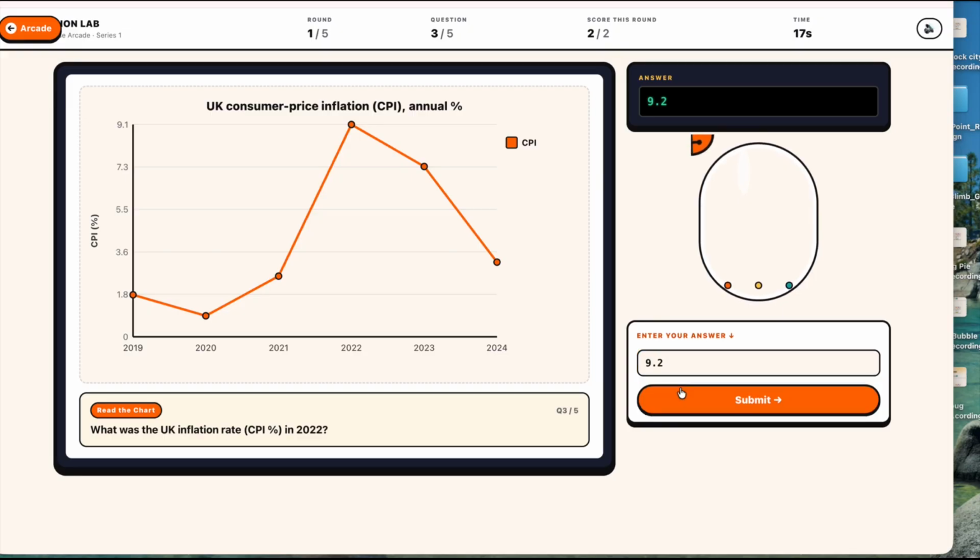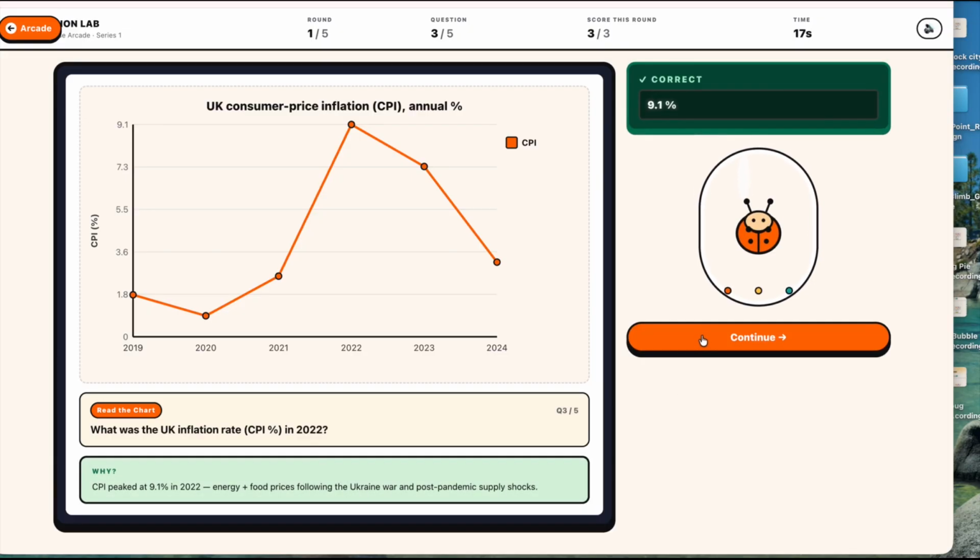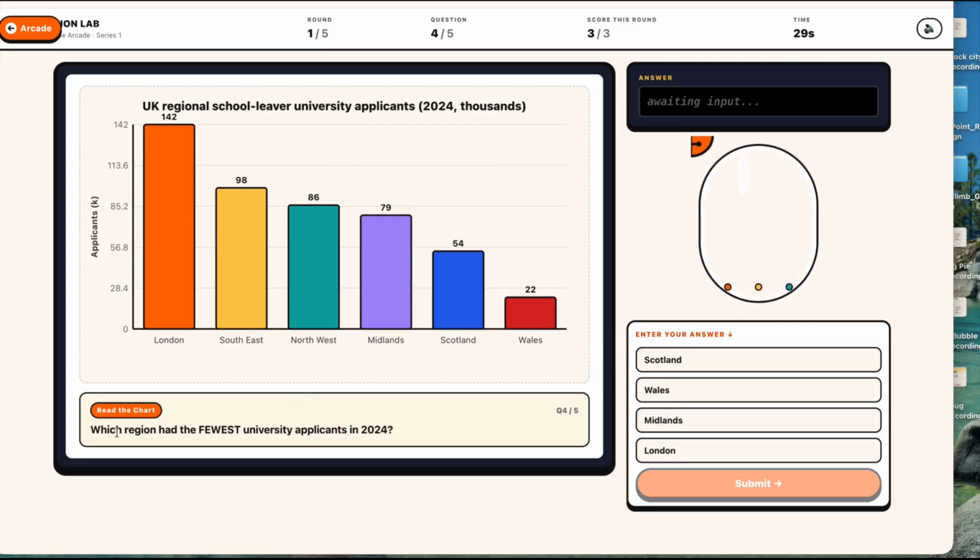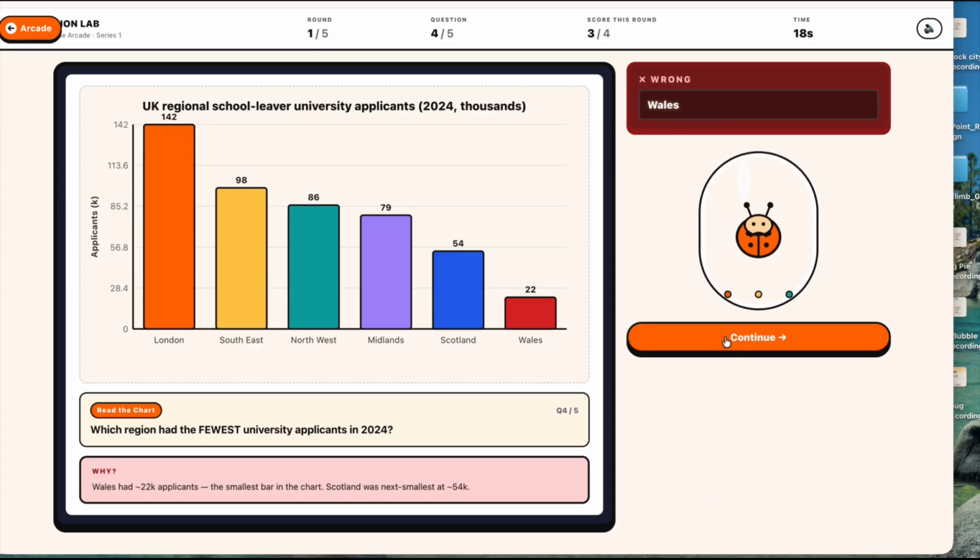Round 2 introduces Compare and Rank. You'll compare multiple data values or rank them in order. Pay close attention to the exact numbers and percentages shown on the chart before answering. Throughout the game, a timer runs in the corner, and Bug reacts to every answer, celebrating your wins and revealing the correct answer when you miss.